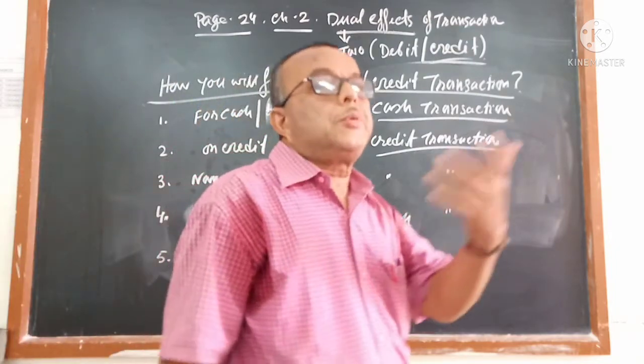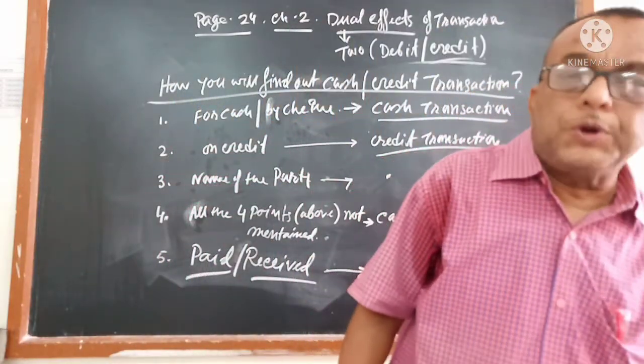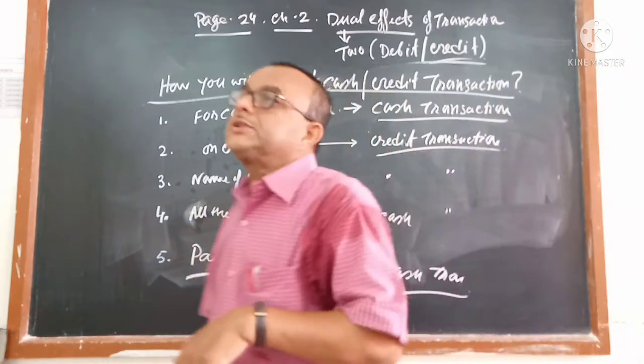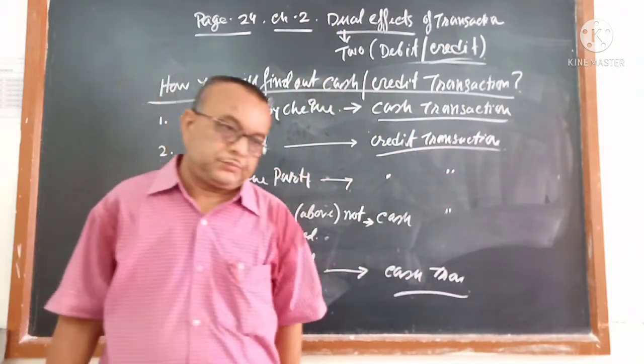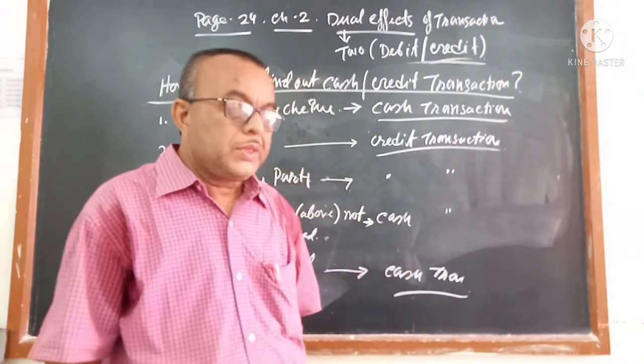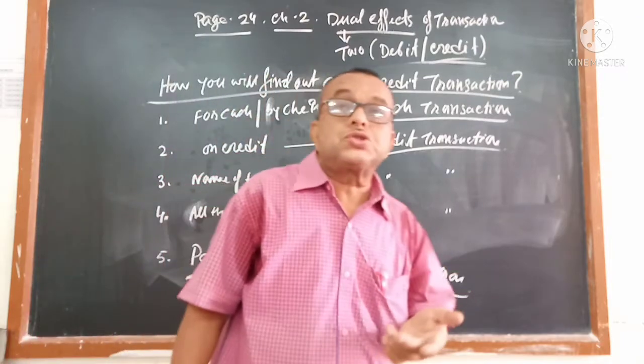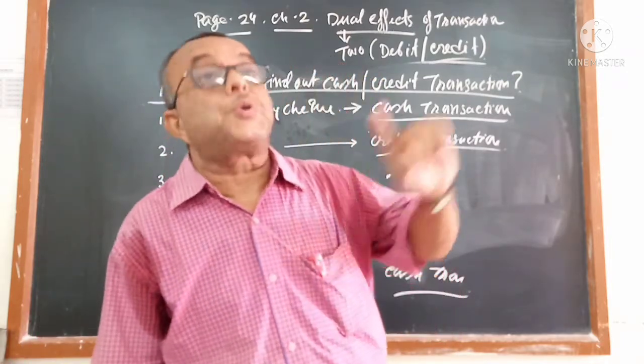Already one question came in your mind, I understand. Suppose in your sentence the party's name and for cash both are given. Sometimes it may happen. Suppose it is given, purchase goods of rupees 5,000 from Mr. X for cash.